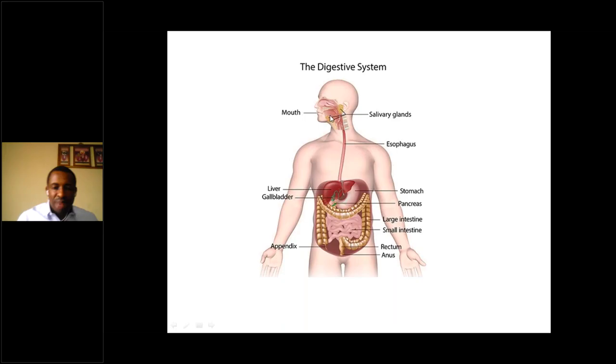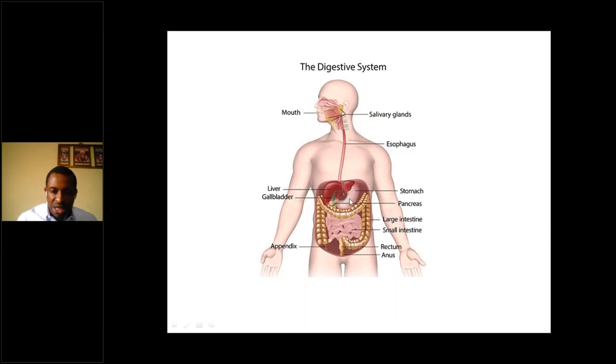Okay, so this is the digestive system. You have the mouth, the salivary gland. The salivary gland is for lubrication, and also there are some enzymes there. It goes to the esophagus, then down to the liver where things are broken down. That's the gallbladder. Then this is the stomach. Then this is the large intestine. This is the small intestine.